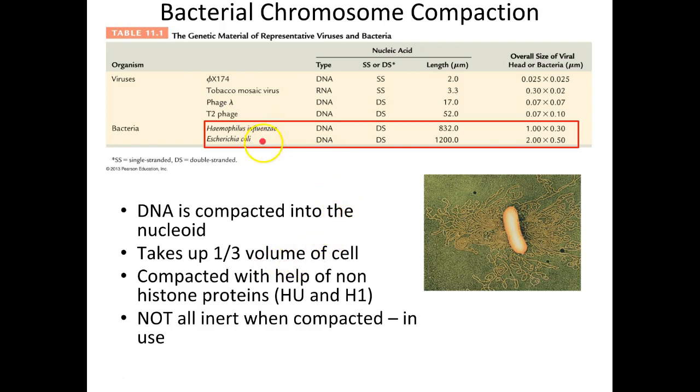Here in the red box are 2 different bacterial species, E. coli and Haemophilus influenzae, which causes a flu-like illness, as you could have probably guessed from the name. They have DNA genomes. Their DNA is double-stranded.